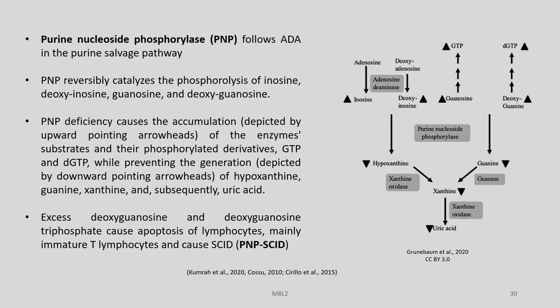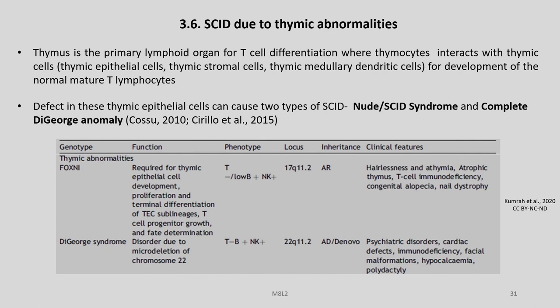Excess deoxyguanosine and deoxyguanosine triphosphate cause apoptosis of lymphocytes, mainly immature T lymphocytes, and cause SCID, or PNP SCID. SCID due to thymic abnormalities.